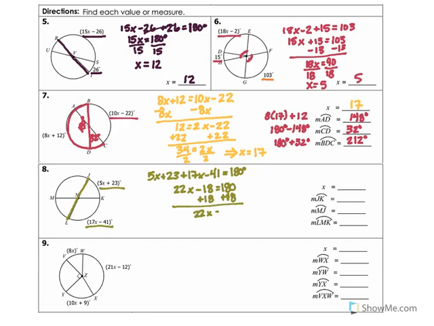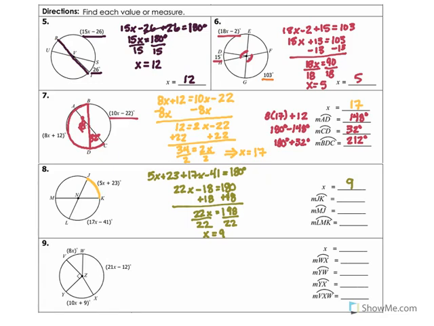So 22x equals 198. And we need to divide by 22. So x equals 9. Now we want to find the measure of arc JK.